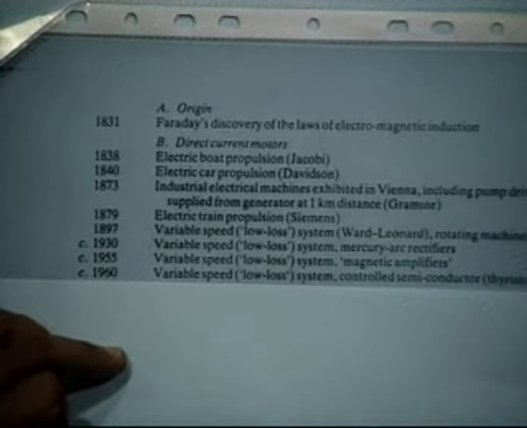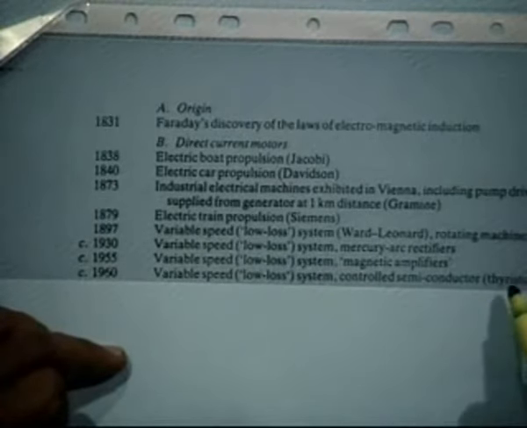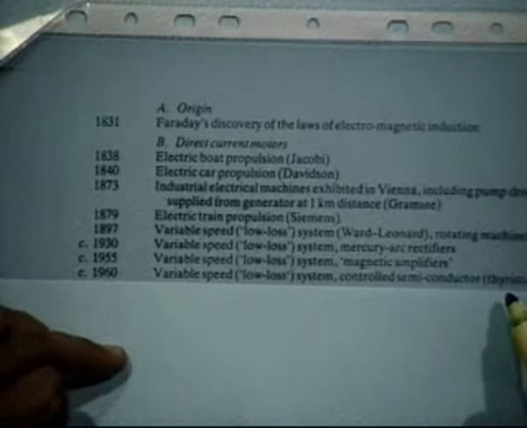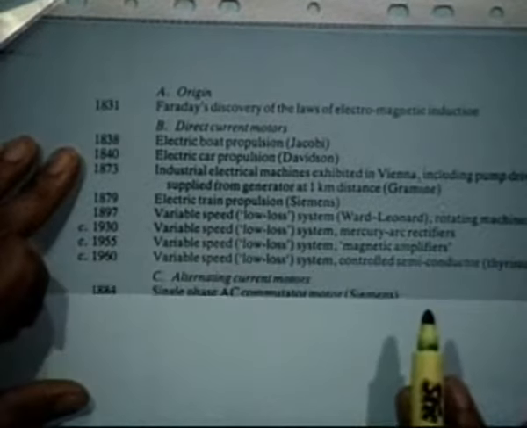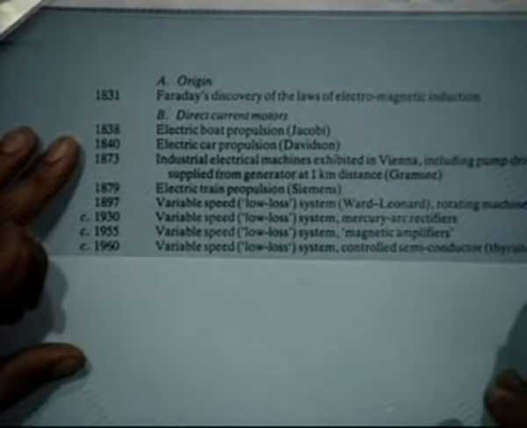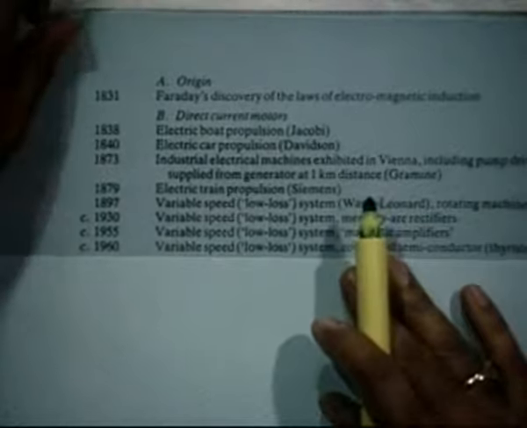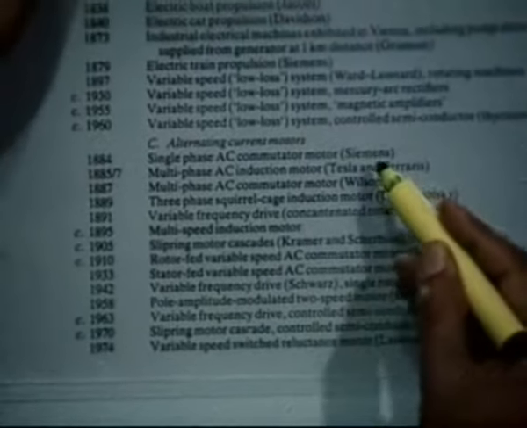1960 came a major invention called a controlled semiconductor or a thyristor or silicon controlled rectifier, which was invented by GE, and that gave an impetus to the development of variable speed drives. Then subsequently, this is all about the control of DC motors. So whatever we have seen. Then about the AC motors, these are the developments.